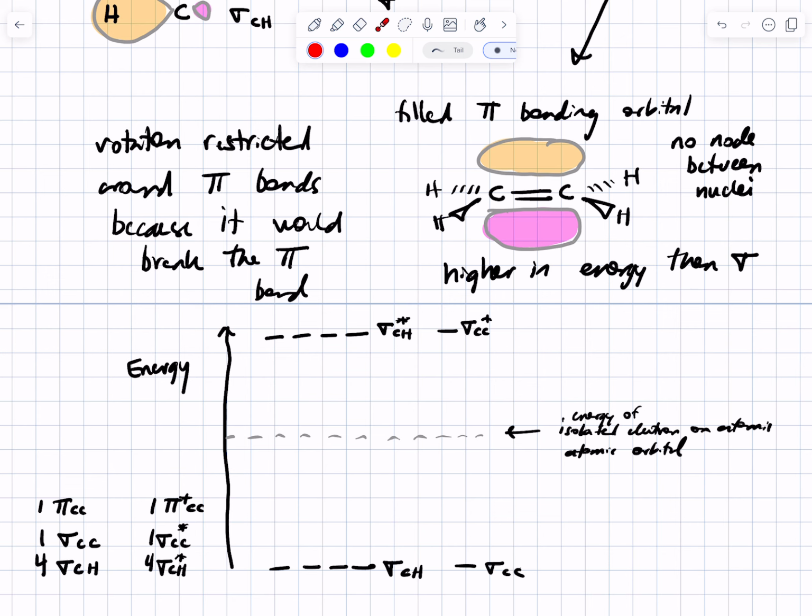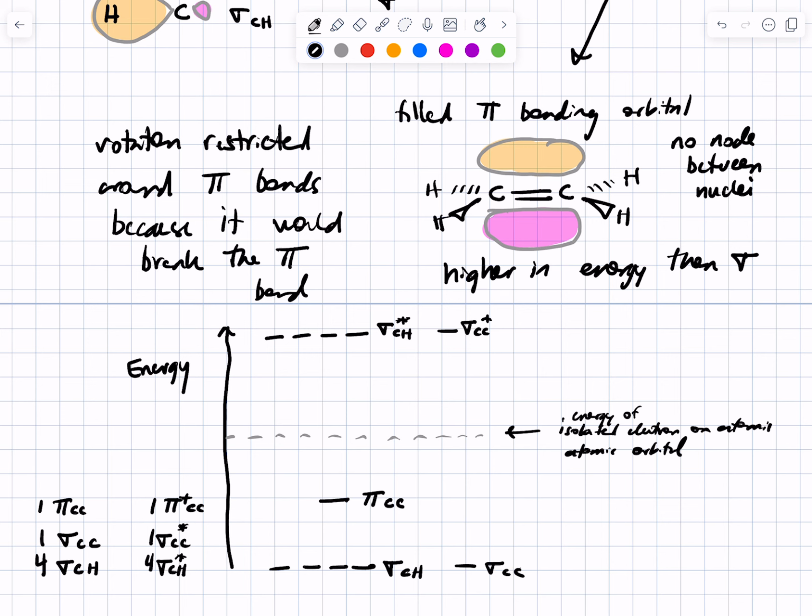Now, I told you that the pi bond was higher in energy than the sigma bond. So where in my energy diagram should I put the pi bonding orbital? Should we play warmer, colder? Should I put it above? Below the line, but where? Relative to the sigmas? Above. Because higher in energy means higher up in the energy diagram, means less stable, also means more reactive. So we expect the carbon-carbon pi bonding orbital to be higher in energy than the carbon-carbon sigma bonding orbitals. That's important.